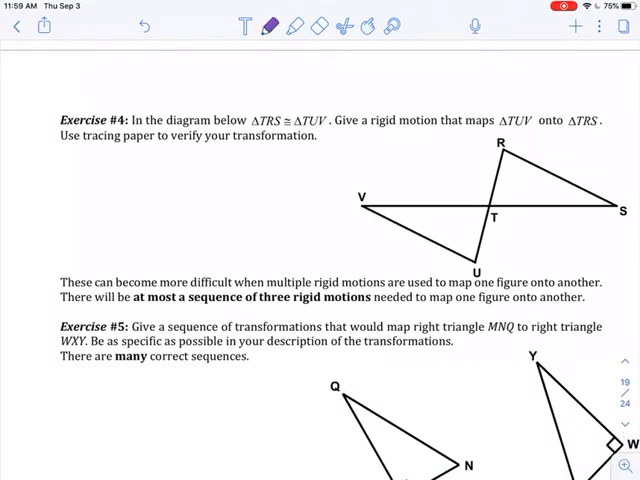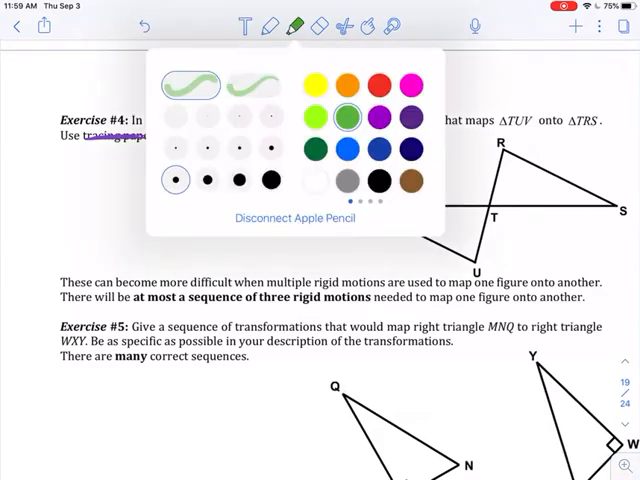In the diagram below, triangle TRS is congruent to triangle TUV. Give a rigid motion that maps TUV onto TRS. Use tracing paper to verify your transformation. So we're not going to worry about the tracing paper part of it. But let's look at the order of those letters there. And let me make this a little bit smaller.